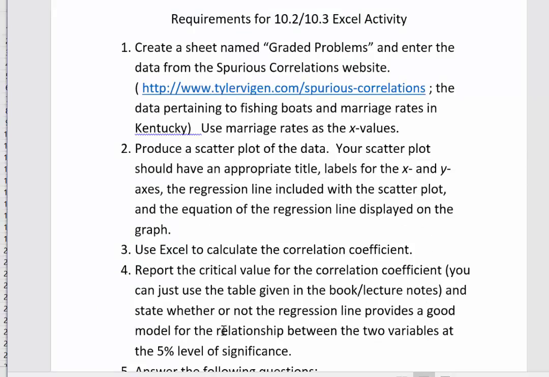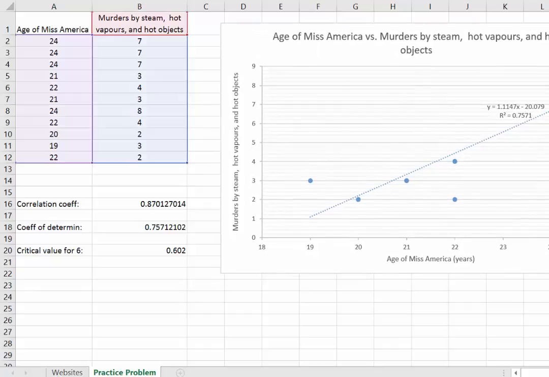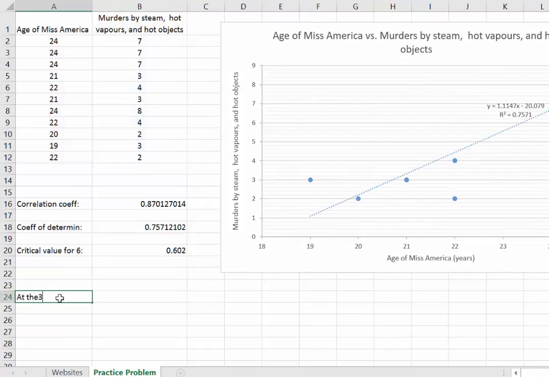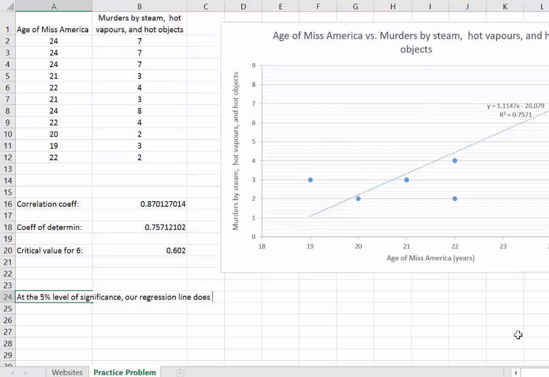Okay. And state whether or not the regression line provides a good model for the relationship at the 5% level of significance. So I'm just going to move this up a little bit. Okay, so at the 5% level of significance, our regression line does, let's see the wording I used there, provide a good model for the relationship between the two variables.